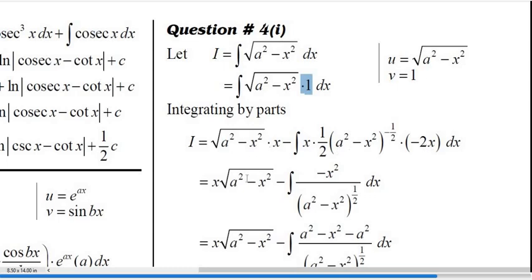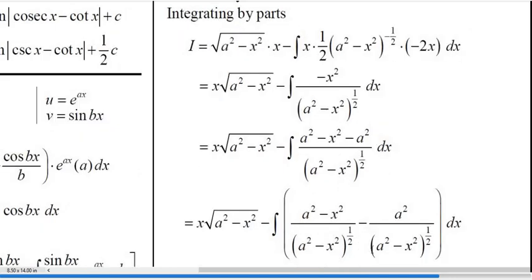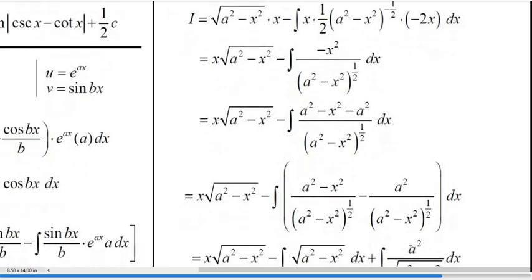Now simplifying this, we get x square root of a square minus x square minus, the minus 2 and 2 cancel out, we get minus x square over square root of a square minus x square. We see in the denominator we have a square minus x square, but in the numerator we have minus x square. So we add a square and also subtract a square, adding and subtracting a square. Now divide these terms by the square root of a square minus x square, and minus a square over the square root of a square minus x square.